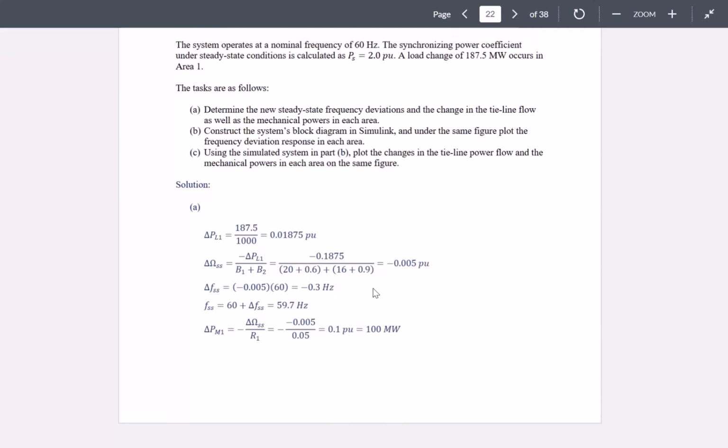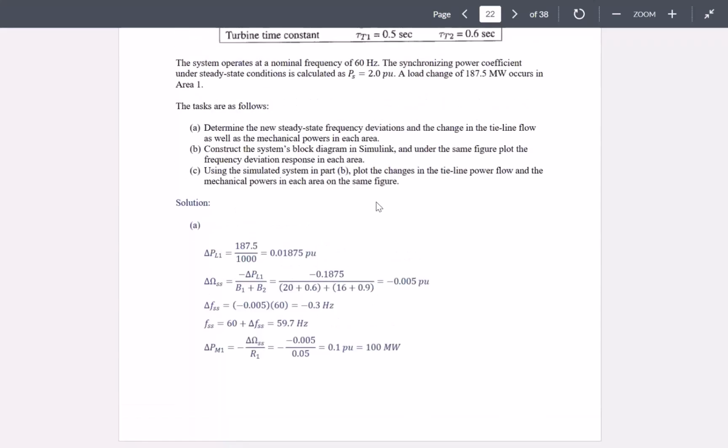All right, so part 1 is the steady state analysis, part A. Delta PL1 was 187.5 megawatt. We divide that over 1,000 to make that in per unit because our calculations are all in per unit. Delta omega SS using the formula would be minus delta PL1 over B1 plus B2, which translates to minus 0.005 per unit, or in other words, the frequency in the new system would be 59.7 hertz.